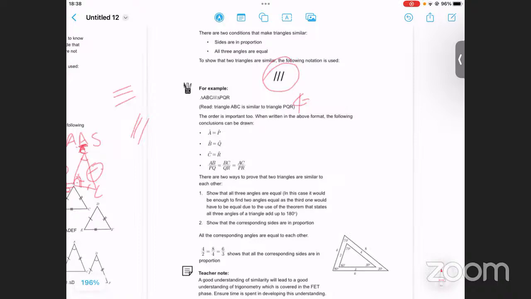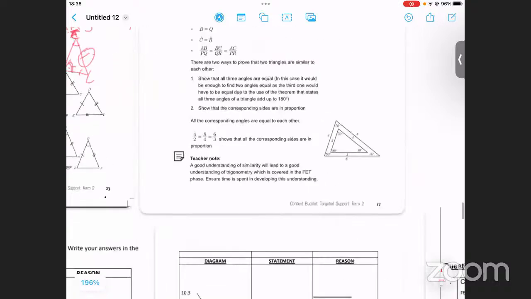Then they say the two ways to prove that triangles are similar are shown below. First, show all three angles are equal. In this case, it is enough to find two angles equal, as the third one would be equal too, because the sum of the interior angles of a triangle is equal to 180 degrees. That is the property of a triangle.